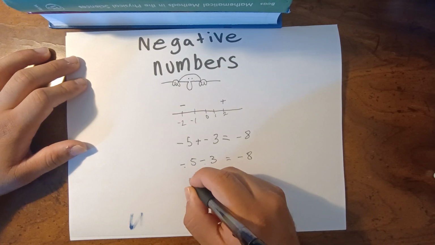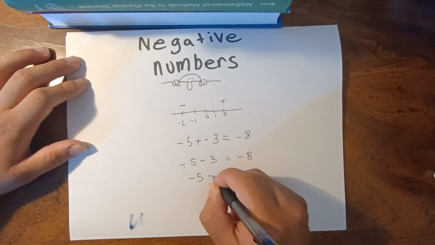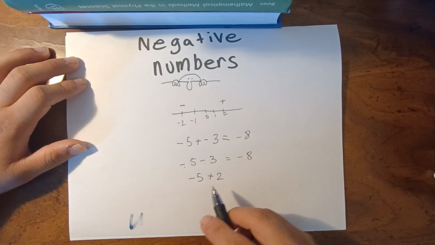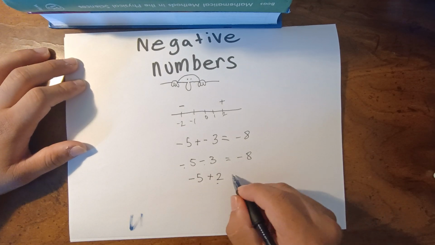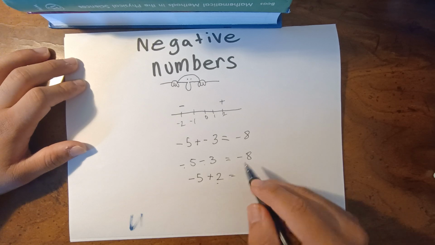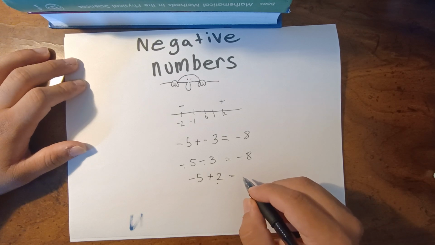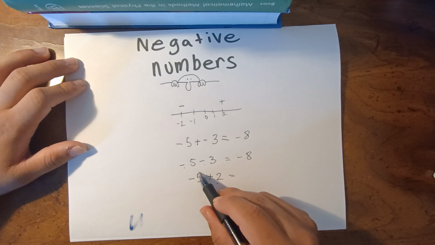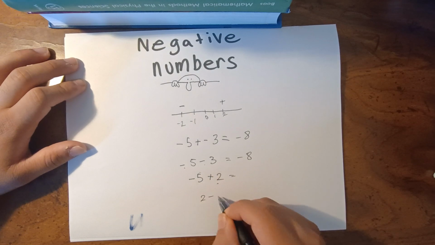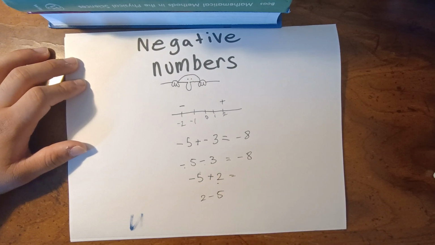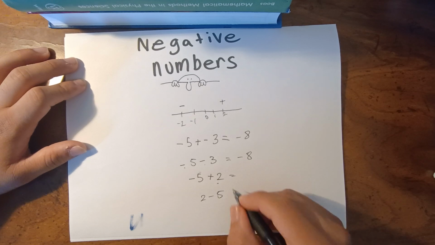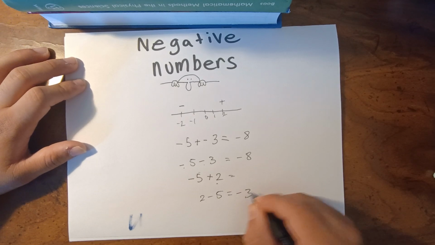However, if we're adding positive numbers, right, then it'd be the same as 2 minus 5, basically. So we would do 2 minus 5, which is -3.